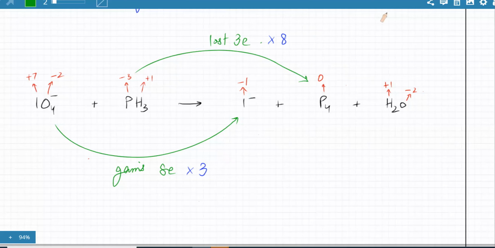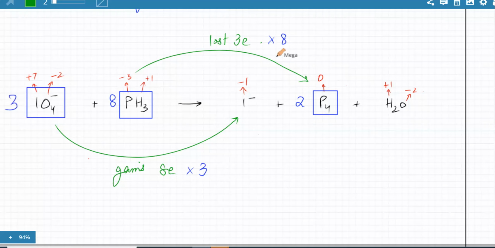So I'm going to multiply phosphorus by 8, which means I should have 8 phosphoruses. So this should be multiplied by 8. And I should have 8 phosphoruses, right? There are already 4 over here, so I just need to multiply it by 2 so that it could be made into 8. The other one, I should have 3 iodines. So I'm going to multiply this by 3, and I'm going to multiply this by 3 as well. So this part is now balanced. The only thing left is this water now.